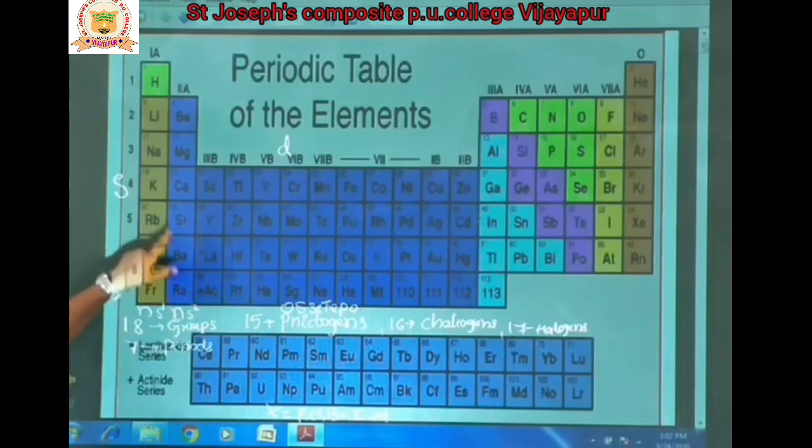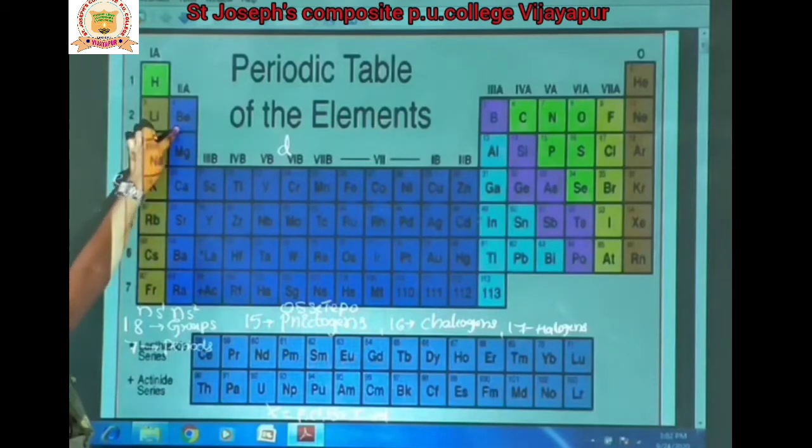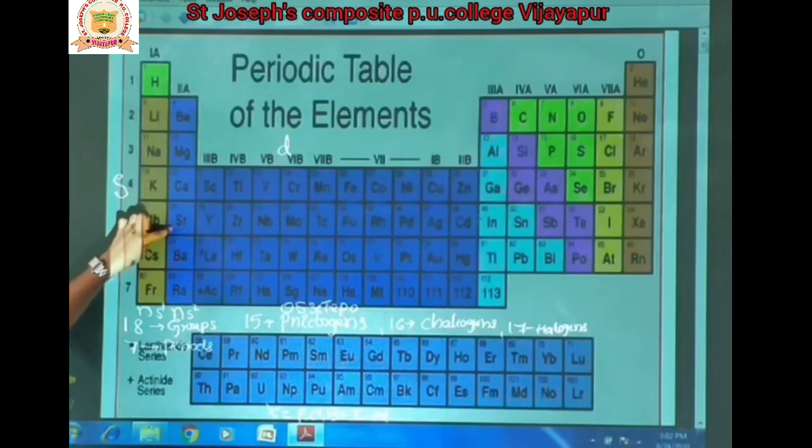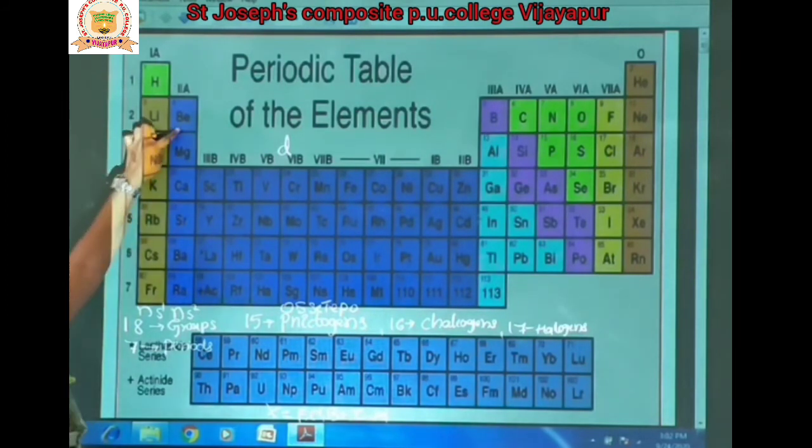This is all about alkali metals. Then, the trick to remember the alkaline earth metals. What are they? Beryllium, magnesium, calcium, strontium, barium, radium. What is the trick? Be Mg Ca Sr Ba Ra, or use your own mnemonic. This is just a trick to remember the elements group-wise.